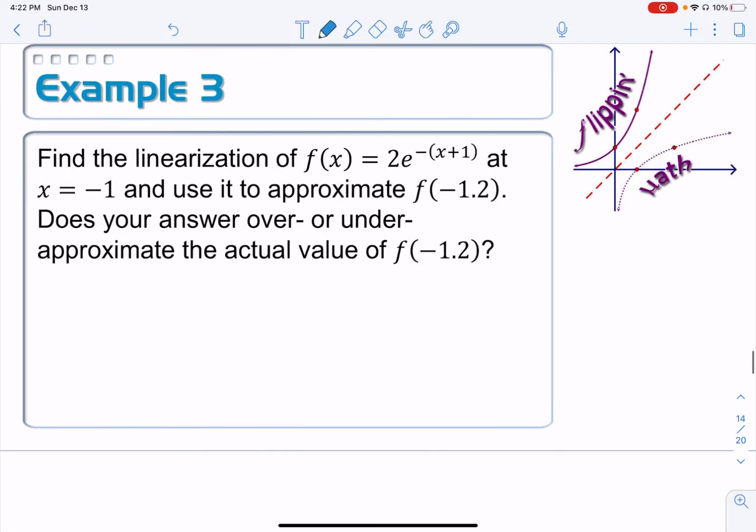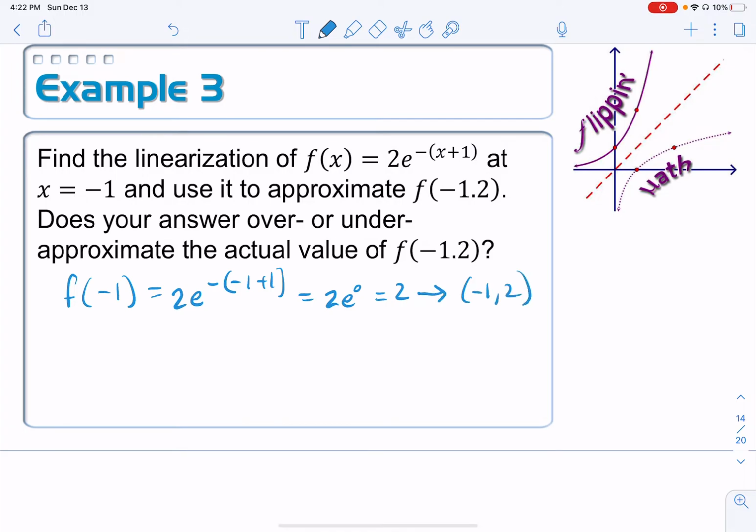Okay, so we want two things. We want a point, and I'm going to get the point first because it's the easier part of this. F of negative 1, plug it into the function. 2e to the negative, negative 1 plus 1, that's to the 0 power. 2e to the 0 power, anything to the 0 power is 1, so this is just equal to 2. We've got the point. Negative 1, comma 2. Yes? Okay. Next, we need our slope.